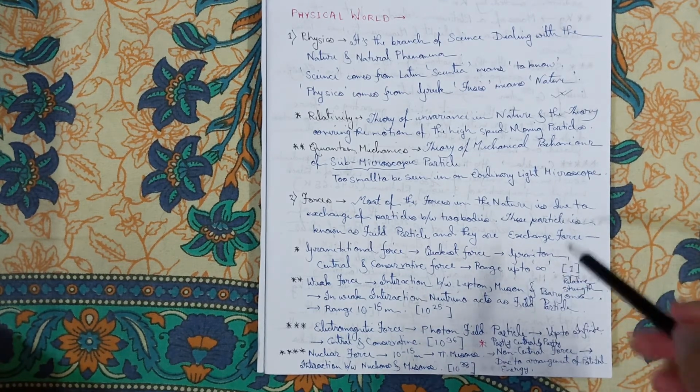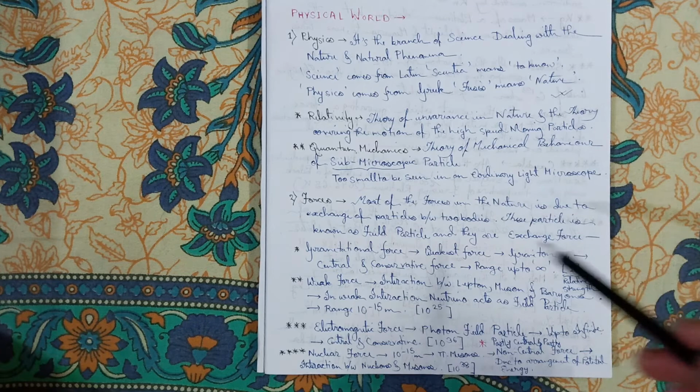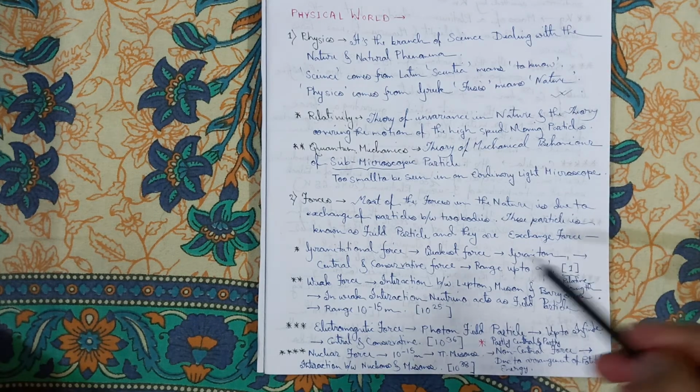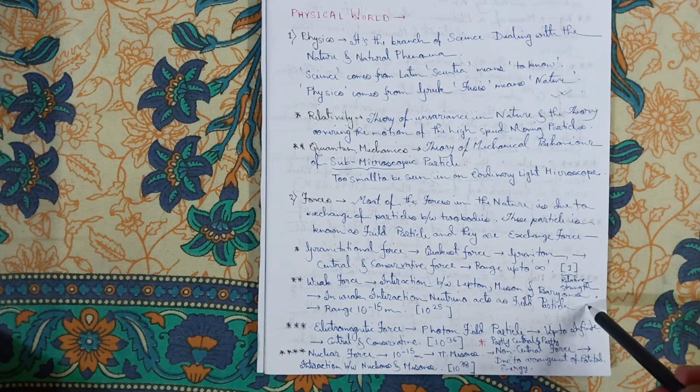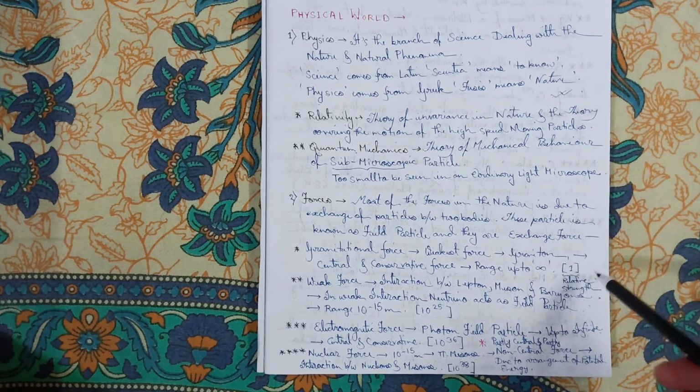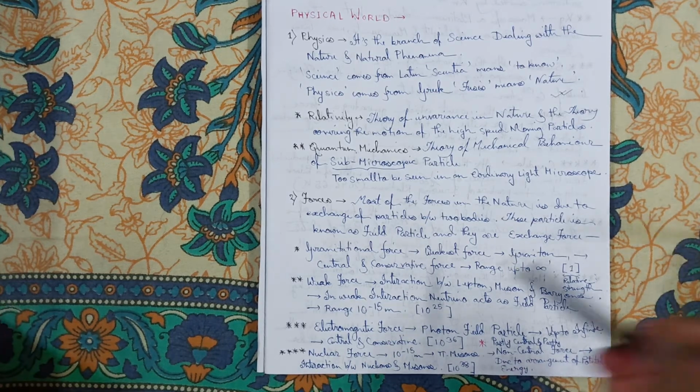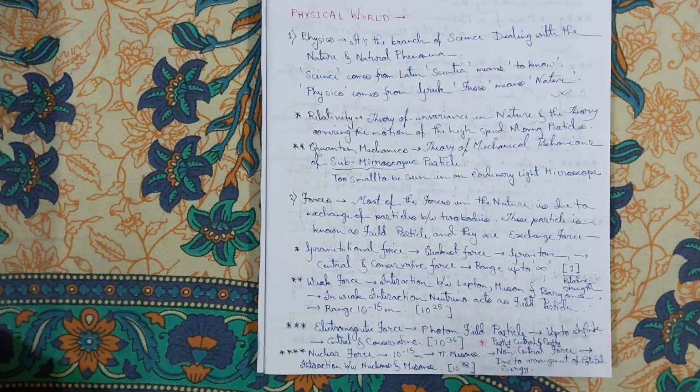And we will take any other force's strength relative to gravitational force. So we will take gravitational force as a reference force. So the relative strength of gravitational force is 1. And one more thing, it is the weakest force in nature, already mentioned.